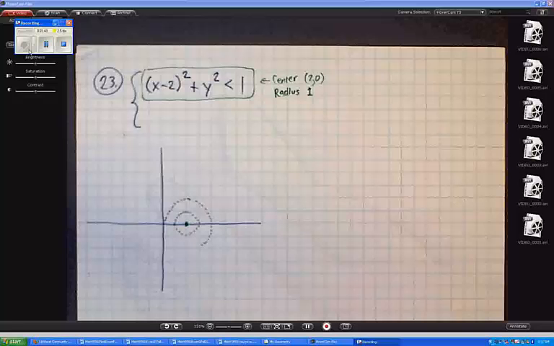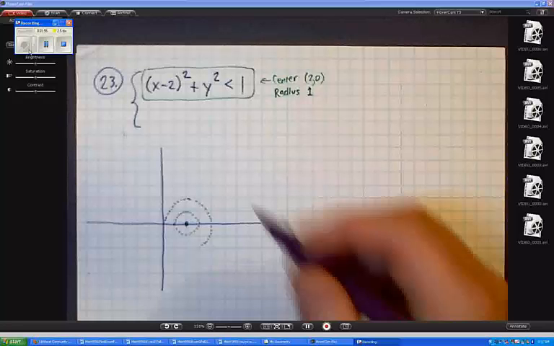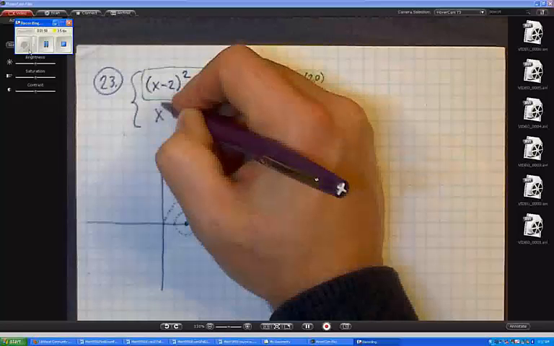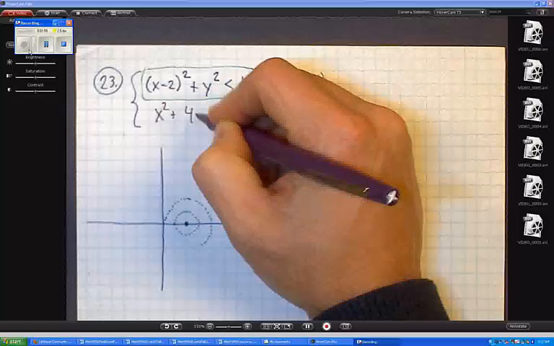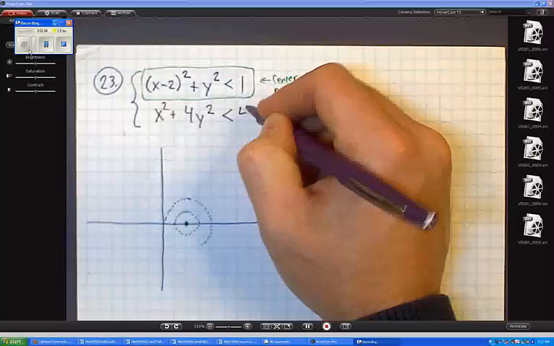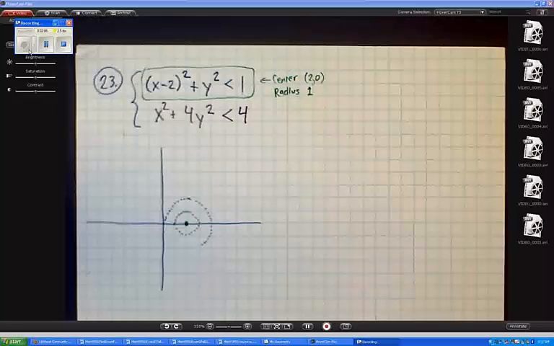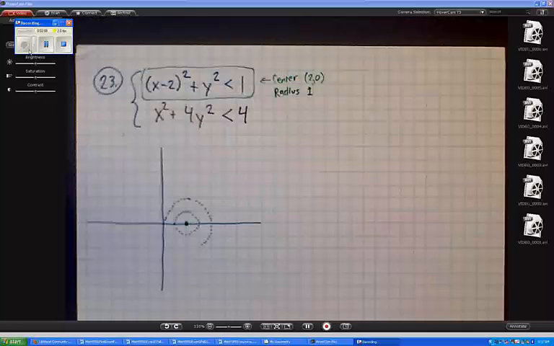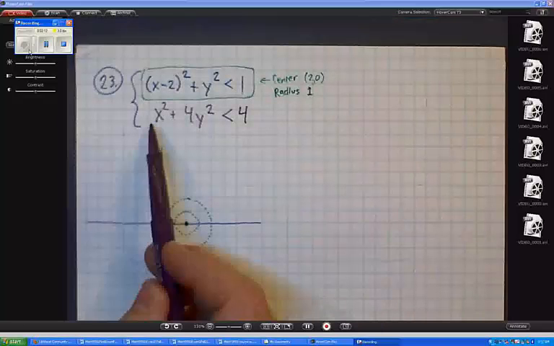All right, time for the other one. The other one, let's see, what's it look like? We have, well, x squared plus 4y squared is less than 4. What shape is that going to be? That one's an ellipse because the coefficient of x squared is different than the coefficient of y squared.